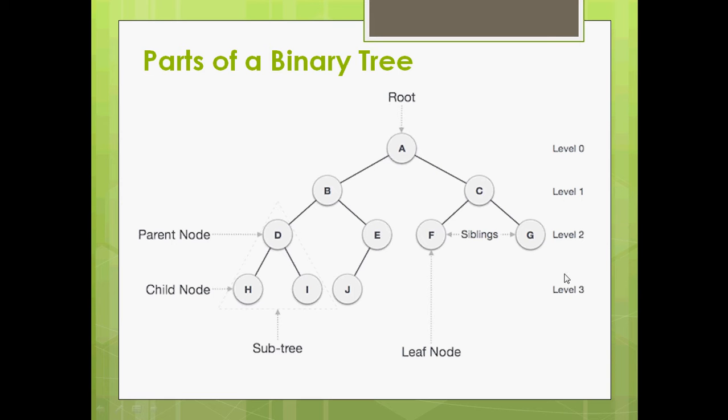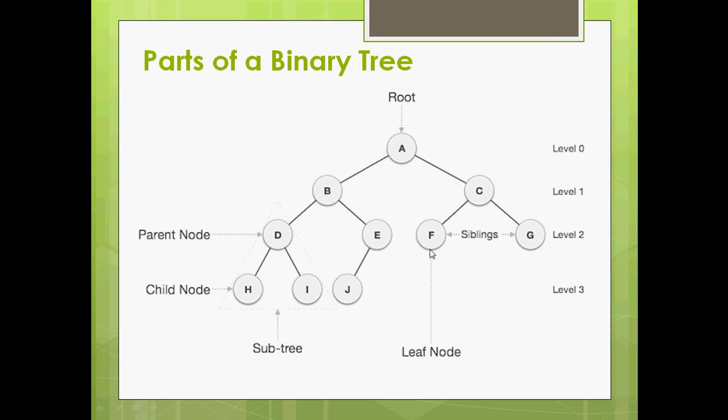Why do we have these levels? Because to indicate the hierarchical derivation. So A is a parent of B and C. B and C are its derivatives, hence they are at the next level. Similarly, D and E are the child nodes of B, F and G are the child nodes of C. A typical tree with a parent and two children can be called a subtree. So this is a left subtree starting from B, and this is a right subtree starting from C.